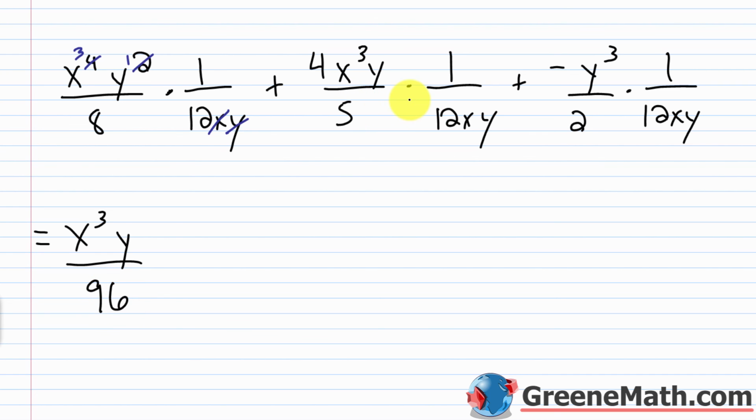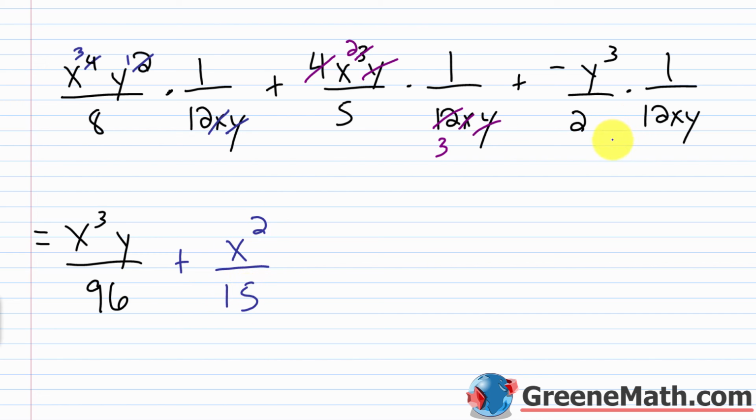Then moving on to this part here, I can easily see that 4 would cancel with 12 and leave me a 3 down here. One of the factors from x cubed would cancel with this x here, so this would be x squared. Y would cancel with y. So I would have x squared over 5 times 3, or 15. So this is plus x squared over 15.